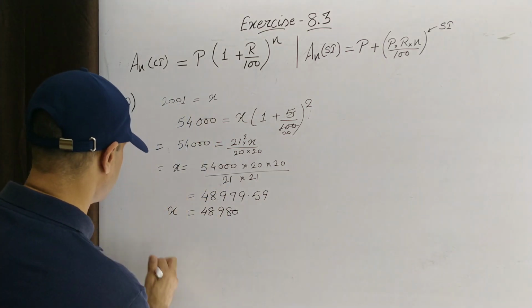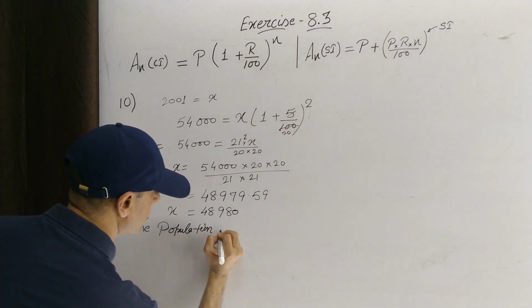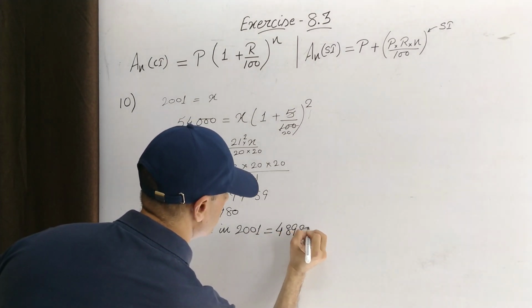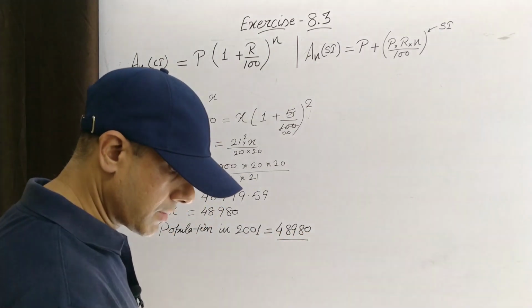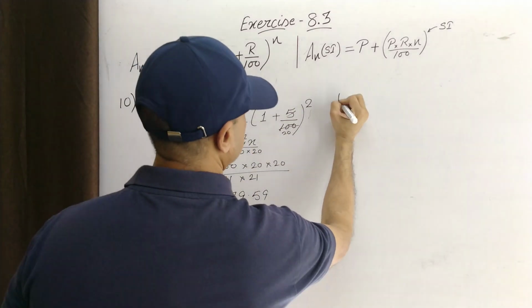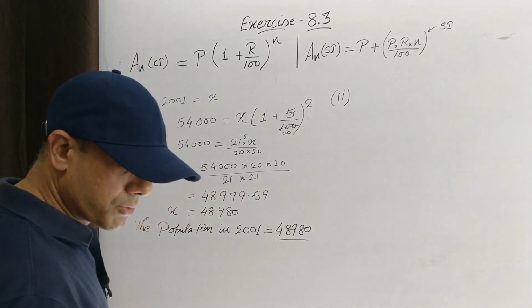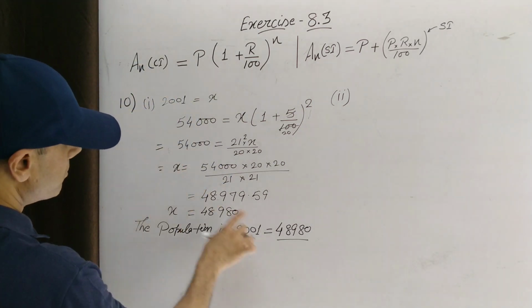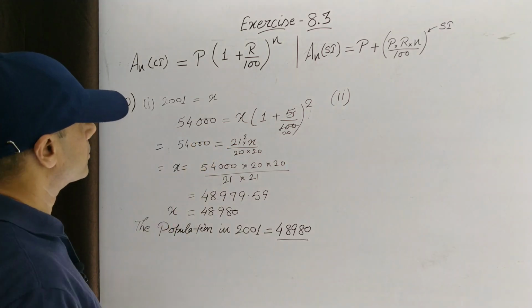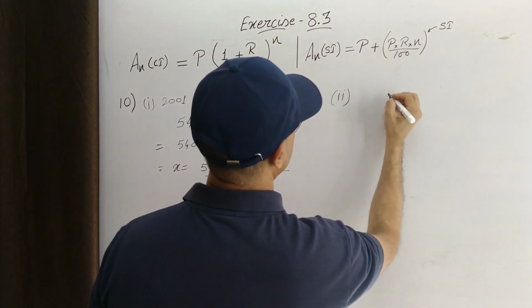Find the population in 2001. So the population in 2001 is equal to 48,980. Clear? We have to find also, this was first part. Second part, it has been asked what would be its population in 2005. So this is the population in 2001 and this is the population in 2003. So same way we can calculate it taking this as the base population.